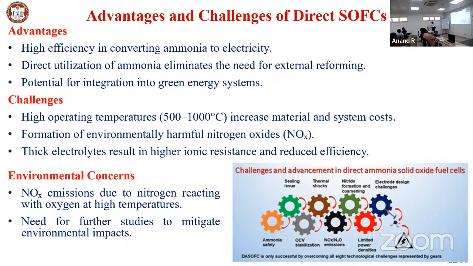The electrolytes result in higher ionic resistance and reduce efficiency. And environmental concerns: NOx emission due to nitrogen reacting with oxygen at high temperatures. Need for further studies to mitigate environmental impacts. So for solid oxide fuel cell, performance perspective is good. Economic and environmental perspective is going to be a question.